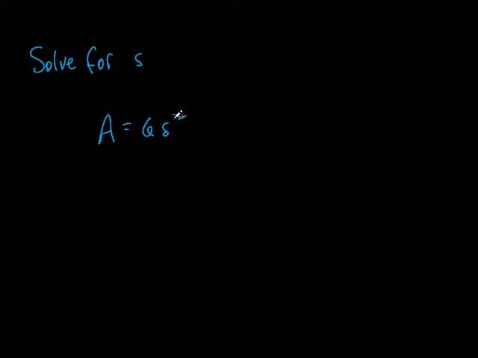You could do this a couple different ways. We want to get S by itself, right? So you could get rid of this by taking the square root, right? Or, yeah, I'd probably divide by 6 here. So it's A over 6 equals S squared. And you kind of had one like this on the test, didn't you, on the midterm?